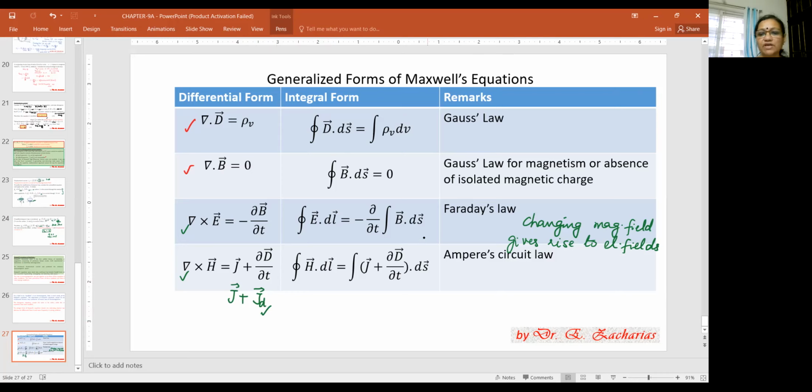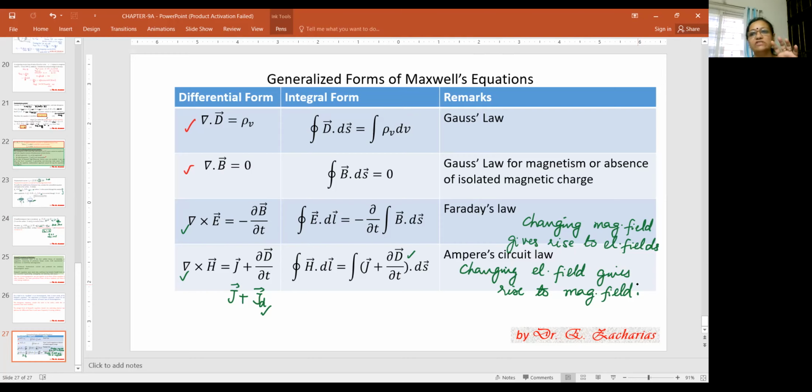And what is the implication of this? The implication of this equation is that changing electric field gives rise to magnetic field. So again, this equation talks about the interrelationship between electric field and magnetic field in dynamic conditions.